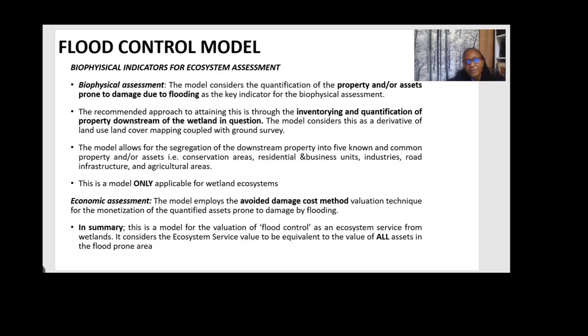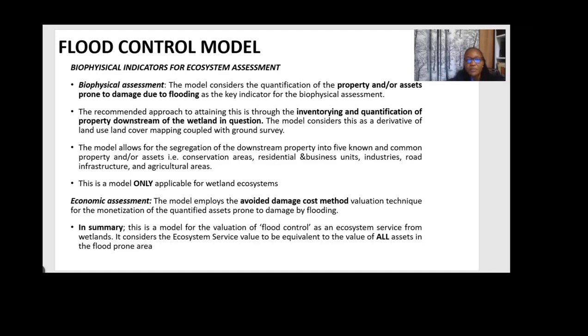So what are the biophysical indicators for ecosystem assessment when it comes to flood control? The model considers the quantification of properties or assets that are prone to damage due to flooding. That could be downstream, because there are two scenarios: preventing flooding downstream, or preventing the surge of water due to storms under the coastal scenario that could damage properties that are closer to the ocean or sea or even a lake.